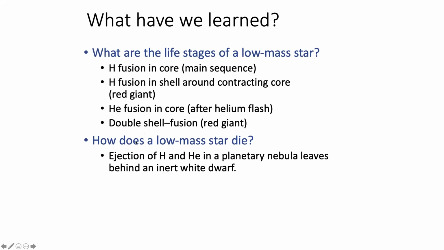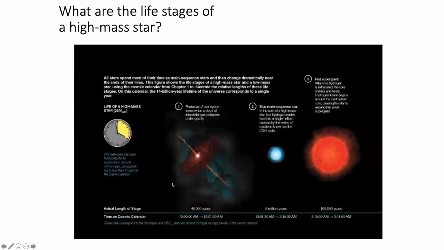So how do these stars die? Well, eventually the hydrogen and helium are ejected and you are left with that giant mass of inert carbon, which we call a white dwarf. Again, just looking at some pictures here. Oh, excuse me. Sorry, this is a high mass star. So a high mass star is kind of similar. Take a look here.